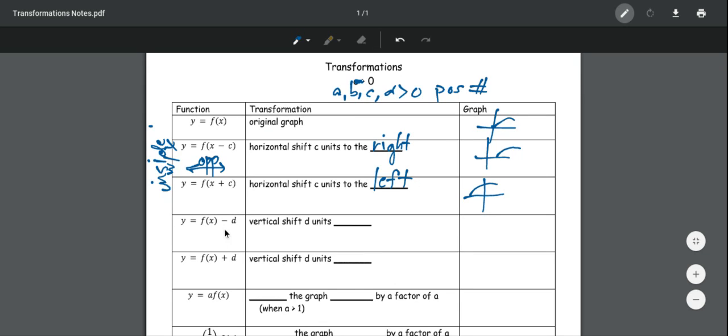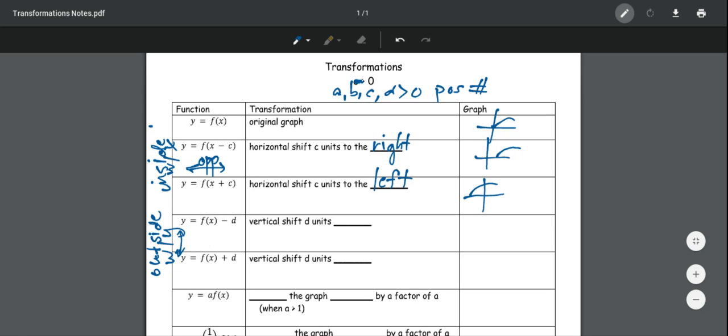So f of x minus d and plus d, this is outside. Let's see if I can get on the screen here. Outside. And when I say outside the function, I'm talking about outside whatever f of x is. And remember, f of x is another way to write y. So we say outside with y. And so that means that this moves in the y direction. And remember, your y direction goes up or down. So these two right here are going to move up or down.